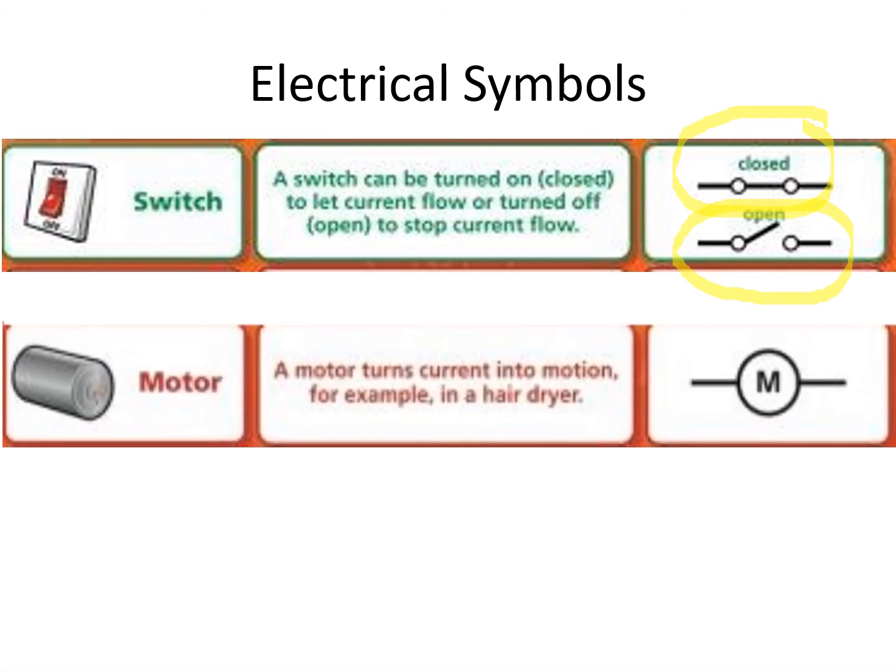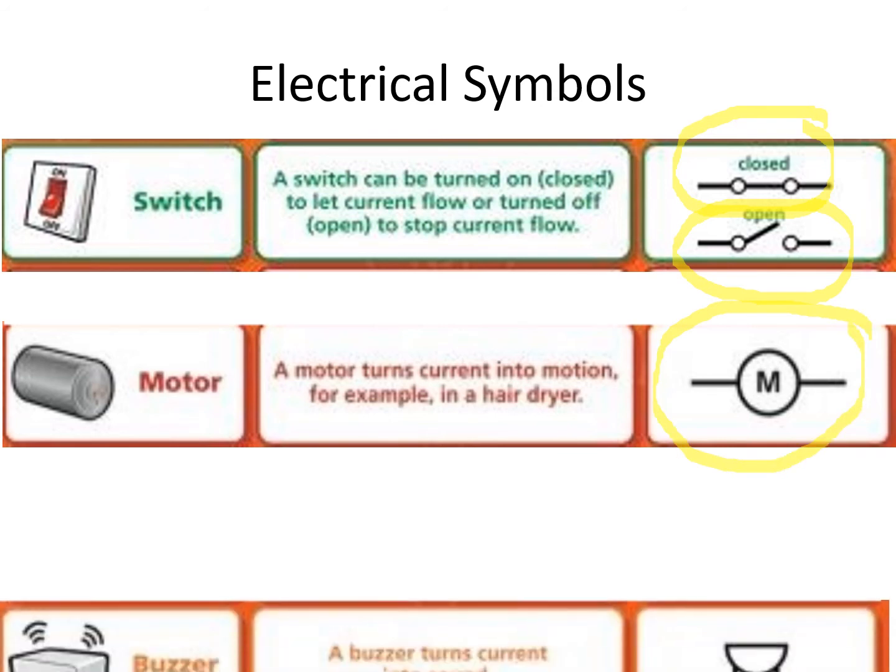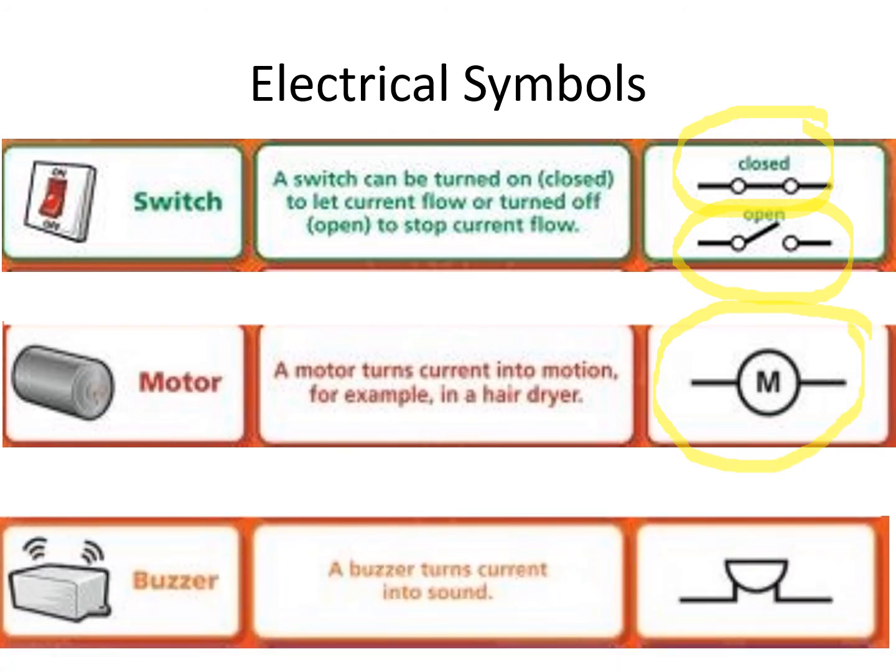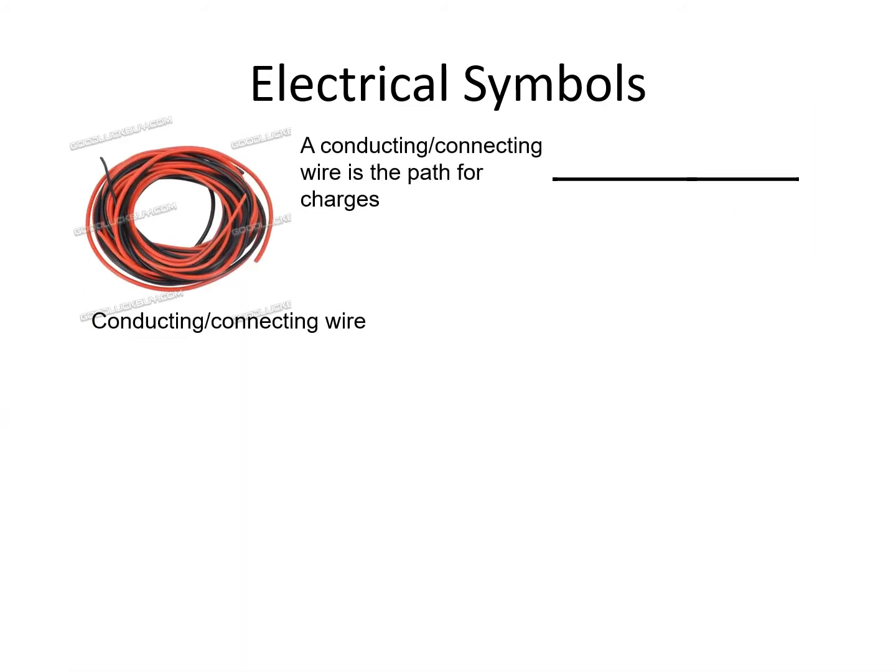Motor. A motor turns current into motion, for example in a hair dryer. So this is the symbol for a motor. Buzzer. A buzzer turns current into sound. This is the symbol for a buzzer. A conducting or connecting wire is the path for charges. This is the symbol for the conducting or connecting wire.